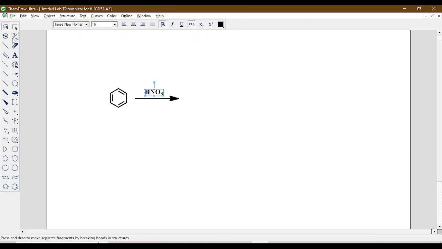Benzene reacts with nitric acid in the presence of sulfuric acid, H2SO4. Since the formula symbol is active, it was all subscripts. So this forms nitrobenzene. Either I can select, copy and paste, and drag this over here, or I can use one more benzene template, bring it here. And it is going to be a nitrobenzene.